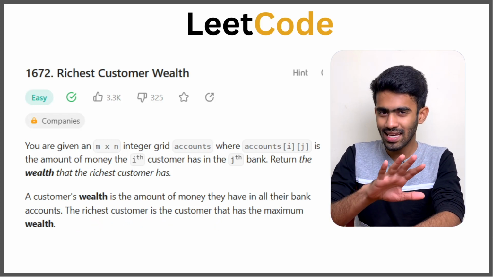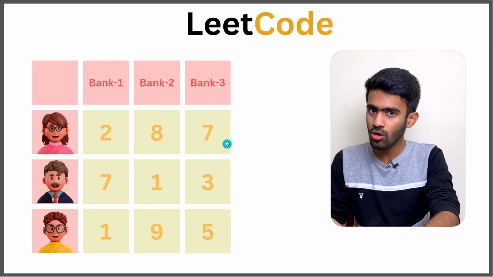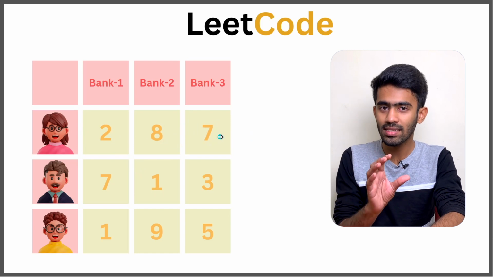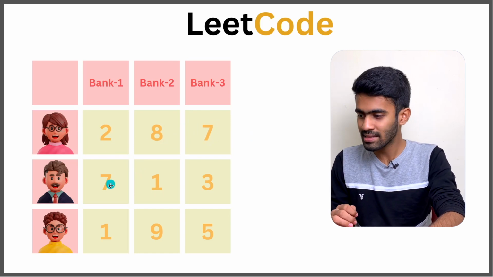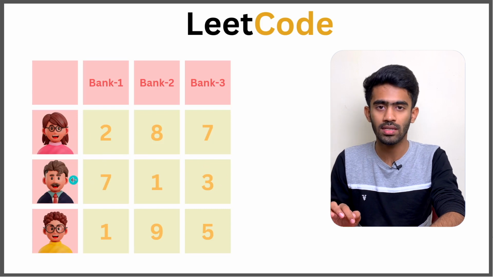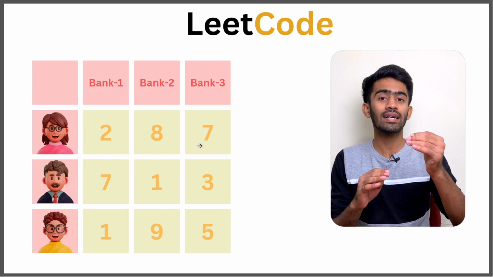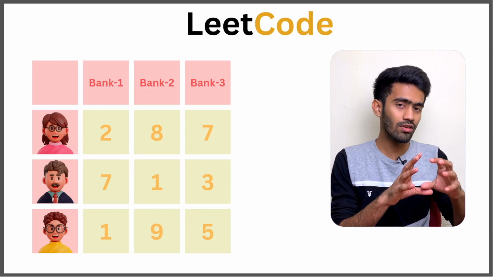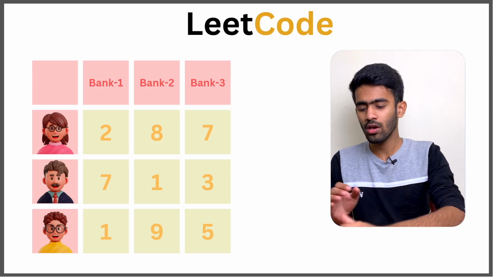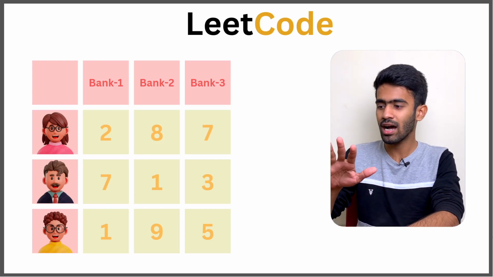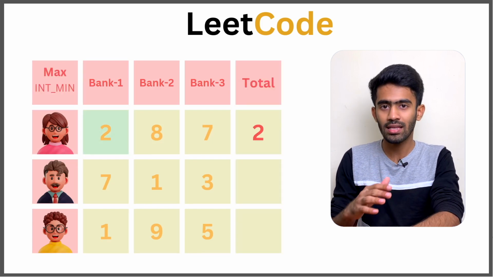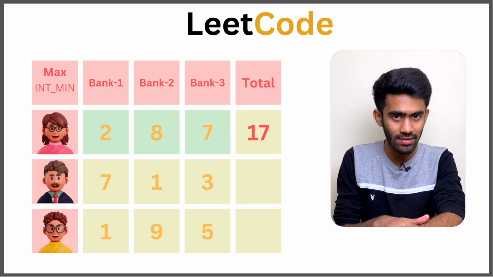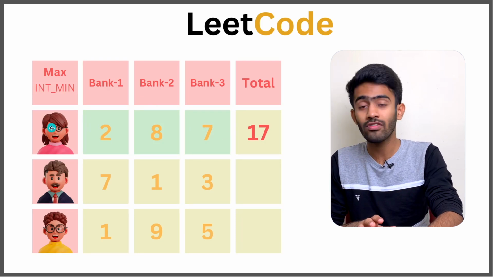In plain sight, each row represents a person's wealth. So 2 plus 8 plus 7 represents the wealth of this person, and 7 plus 1 plus 3 represents the wealth of this person, and the one with the maximum wealth is the value that we want. So how do we do that? We need the wealth of each person, so we just add these values. 2 plus 8 plus 7 gives us 17, and that is the wealth of the first person.